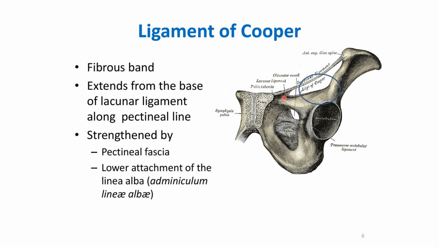So this is the lacunar ligament, a triangular shaped extension with an apex and a base, and fibers from the base project beyond along the pectineal line present in the superior ramus of the pubic bone, and they are known as the ligament of Cooper or the pectineal ligament.